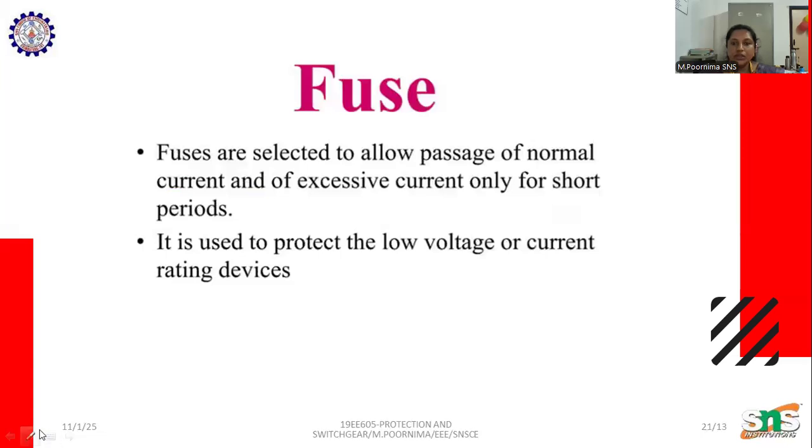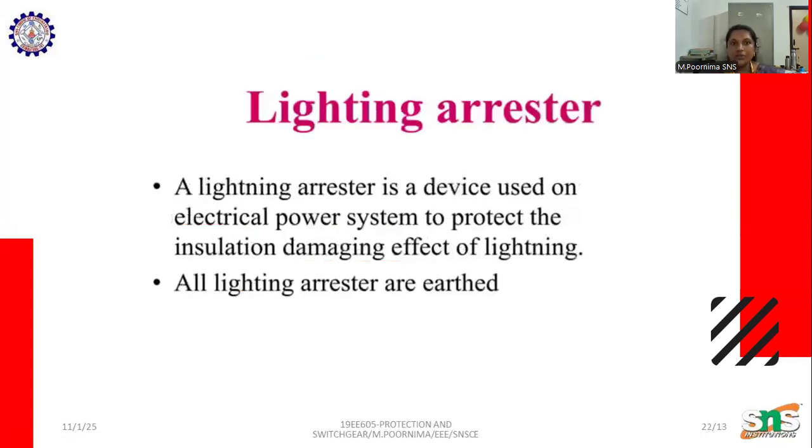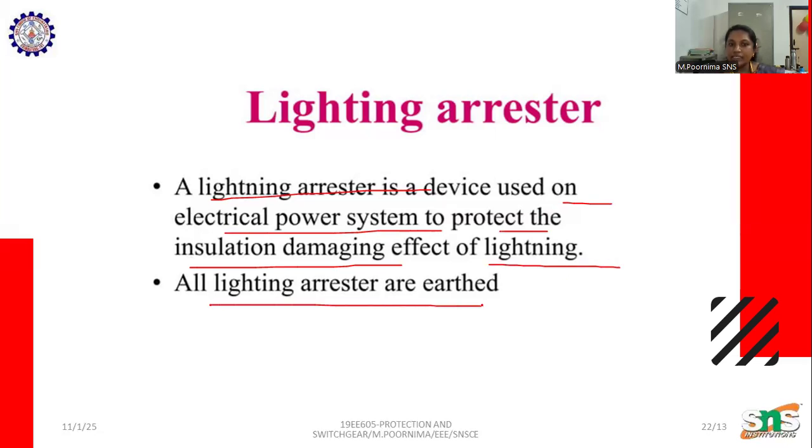Now coming to the fuse. Fuses are selected to allow passage of normal current, and of excessive current only for a short period of time, and are used to protect low voltage or low current rating devices. Now coming to the lightning arrestor. What is its purpose? The lightning arrestor is a device used on electrical power systems to protect the insulation from the damaging effects of lightning. All lightning arrestors are earthed.